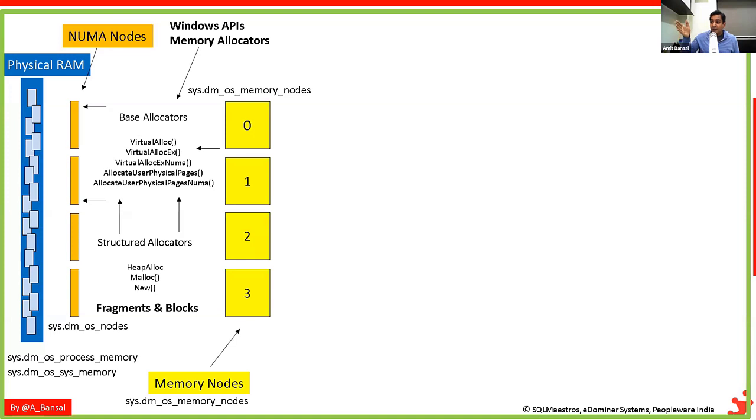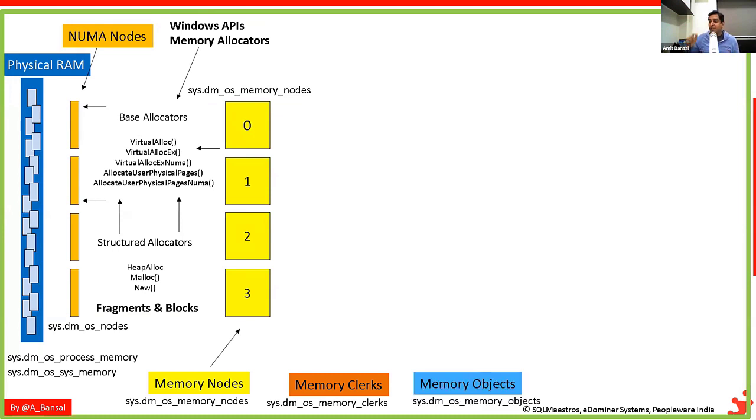Now let's move forward. I have talked about the OS memory nodes from a SQL Server perspective. As we gradually move into SQL Server memory architecture, it's fair to say that it is divided into 3 different layers, a 3-layered architecture. At the topmost layer, you have memory nodes that talk to Windows directly via these allocators. At the next layer, you have memory clerks. And at the bottommost layer, you have memory objects. You can track all the clerks using sys.dm_os_memory_clerks and all the objects using sys.dm_os_memory_objects.